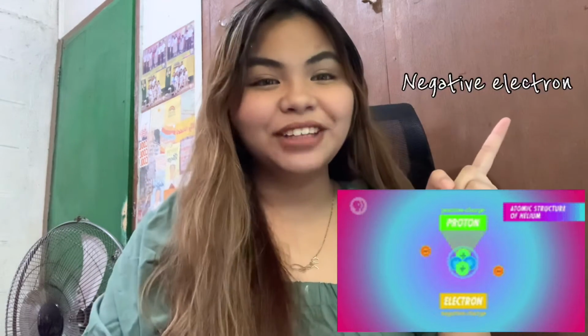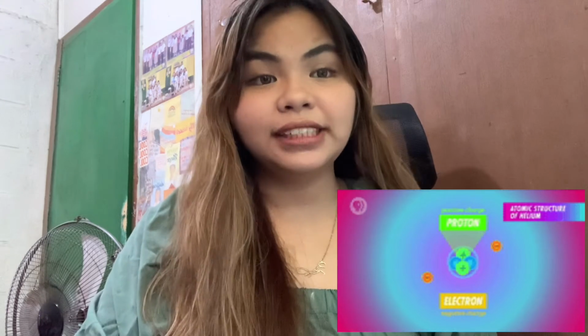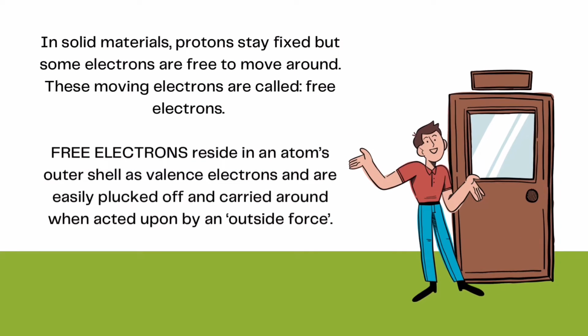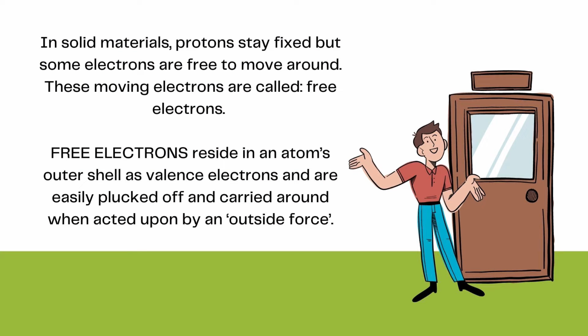To fully understand this lesson, atoms contain charged particles, positive protons and negative electrons. And generally, there's an equal number of each, meaning the net electric charge of the atom is zero, or to say it is electrically neutral. In solid materials, protons stay fixed but some electrons are free to move around. These moving electrons are called free electrons. Free electrons reside in an atom's outer shell as valence electrons and are easily plucked off and carried around when acted upon by an outside force.